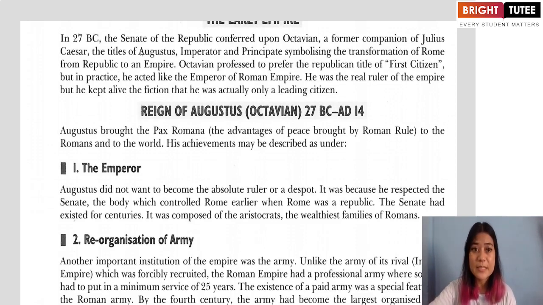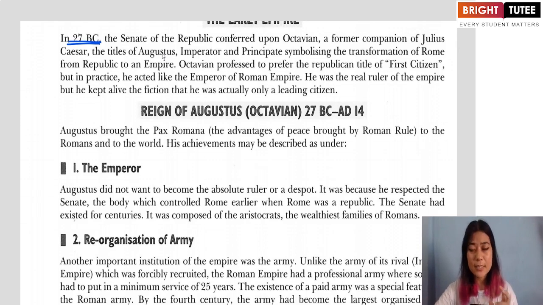In 27 BC, the Senate of the Republic conferred upon Octavian, a former companion of Julius Caesar, the titles of Augustus, Imperator, and Principate, symbolizing the transformation of Rome from republic to an empire. Now, in 27 BC, what happened was the Senate, you know who the Senate are, the very significant body of the empire, who came from the nobility.